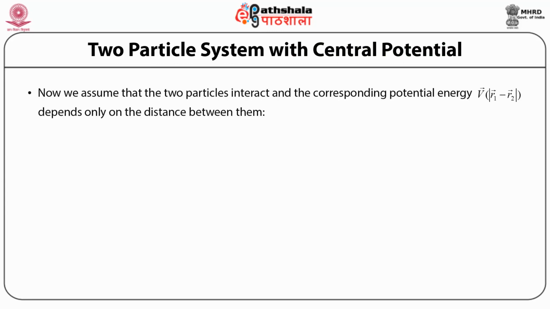Now we assume that the two particles interact and the corresponding potential energy V, a function of the modulus of operator R1 minus R2, depends only on the distance between them. That is, modulus of R1 minus R2 is equal to the square root of (x1 minus x2) whole square plus (y1 minus y2) whole square plus (z1 minus z2) whole square.